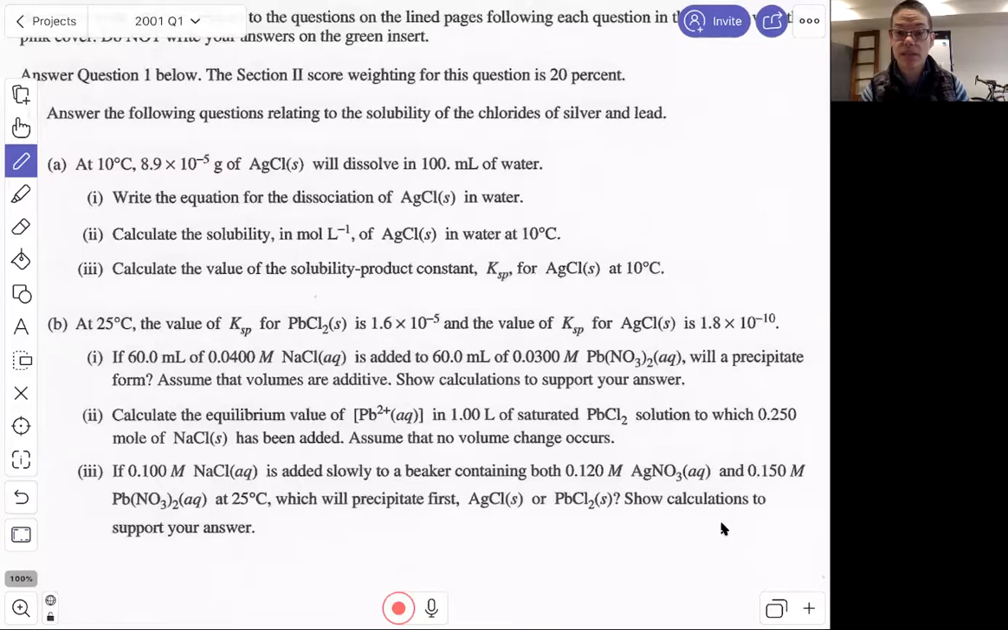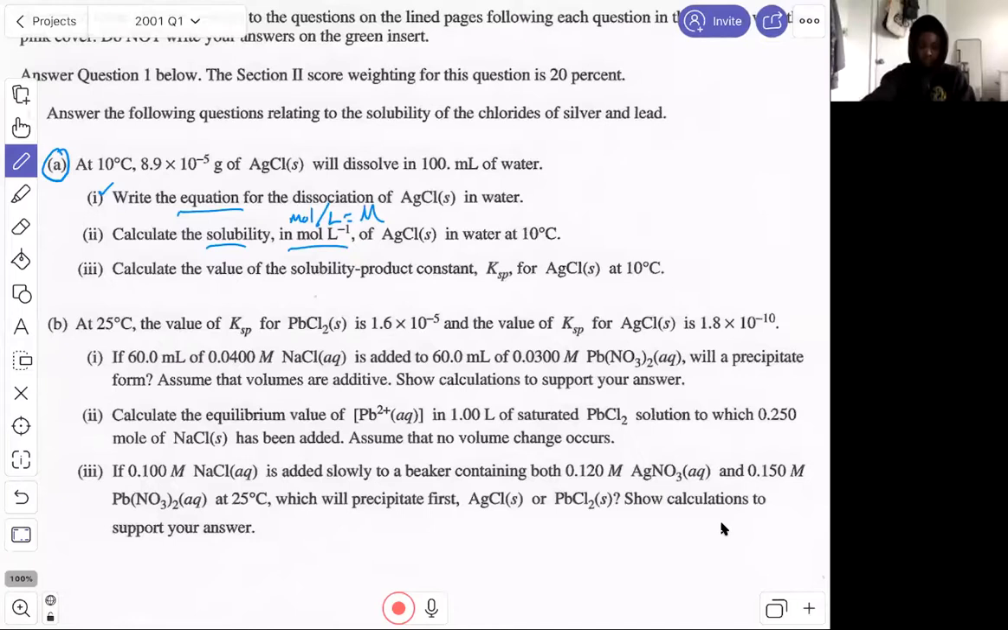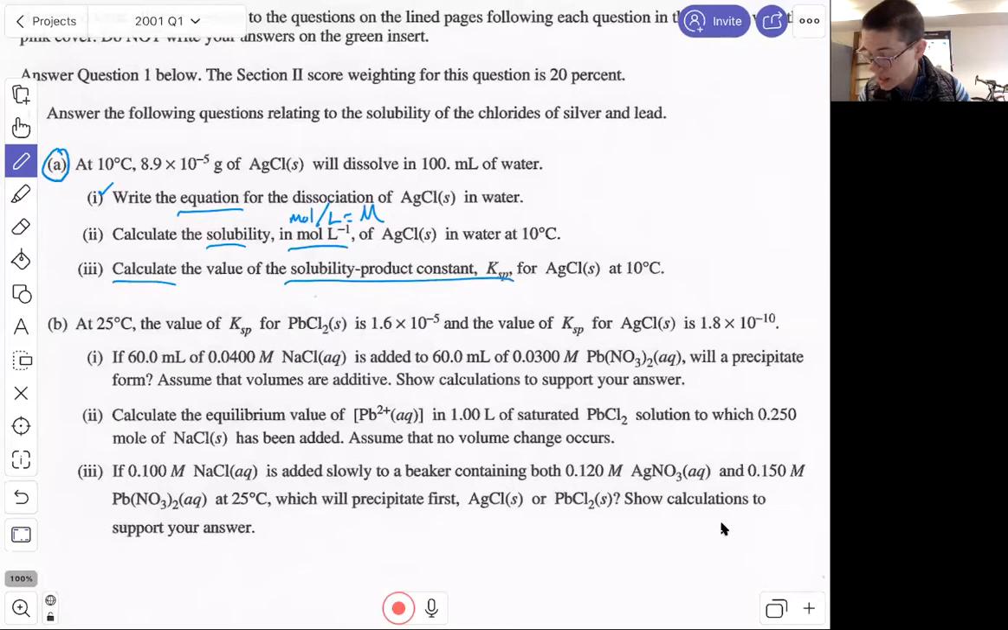And again, some of them are designed to be easy to get points. So let's start with A, because A is the easier set of points to get from B. Independently right now, you should easily be able to get 1, because that's just writing the equation. And then it wants solubility in that. And remember, when you see that -1, that just means per liter, which is molarity. And then it wants you to calculate the actual KSP constant. So the bits of information you have up here at the top, you've got a mass, they gave you the formula, like I said they would, and you've got a volume.